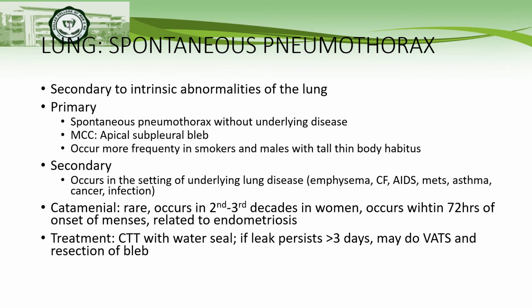SP, or spontaneous pneumothorax, is secondary to intrinsic abnormalities of the lung, and it can be classified as primary or secondary. Primary spontaneous pneumothorax, or PSP, is spontaneous pneumothorax without underlying disease. The most common cause is an apical subpleural bleb. This occurs more frequently in smokers and in males with tall, thin body habitus.